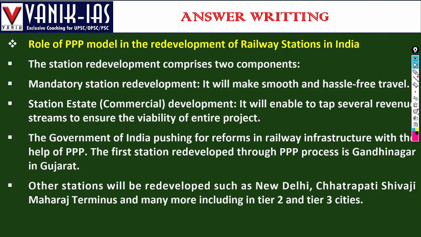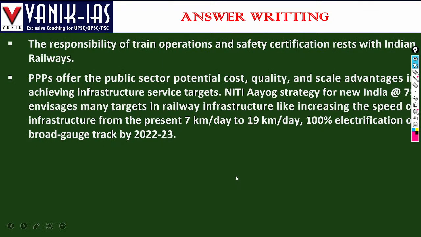The Government of India is pursuing reforms in railway infrastructure with the help of PPP. The first station redeveloped through the PPP process is Gandhinagar in Gujarat. Other stations will be developed such as New Delhi, Chhatrapati Shivaji Maharaj Terminus in Mumbai and many more, including in Tier 2 and Tier 3 cities. It is the plan of the government for the future because the government wants to redevelop the stations involving the private sectors. The responsibility of train operational safety certification rests with the Indian Railways.